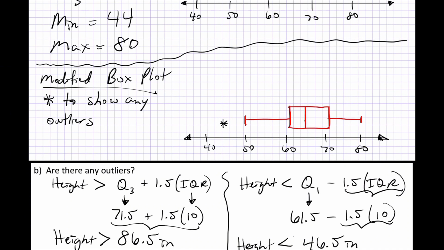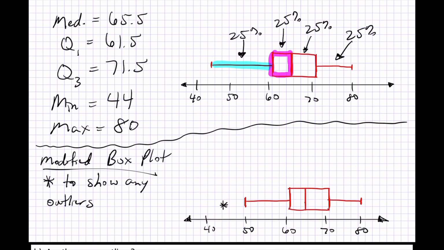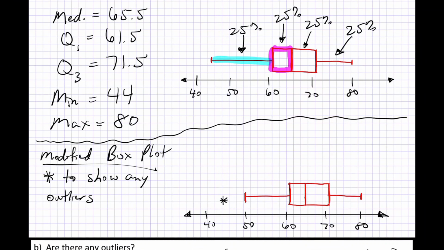So how do you know if it's a modified box plot? If you have stars on it. If there's stars on it, then it's a modified box plot. If there's no stars on it, then it's a regular box plot. That's the only difference. You don't put outliers on the actual box plot or the whiskers that go out. Sometimes you'll see a box plot and you'll have stars on it. You're like, what the heck are those stars? Those are outliers.